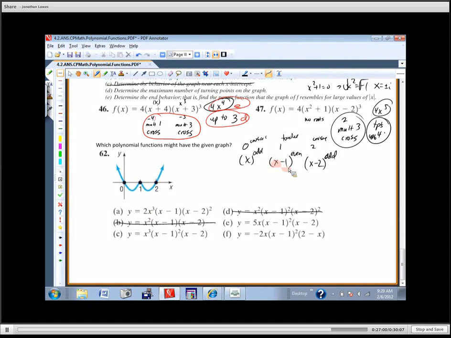Okay, now let's look at this one. X minus 1 to an even power. So this is x minus 1 to an odd power, so you can get rid of that one. Even, even, even. Okay? This has got to be x minus 2 to an odd. Well, that's an odd. That's an odd. Okay, now take a good look at this. That doesn't quite look right. What's wrong with this?